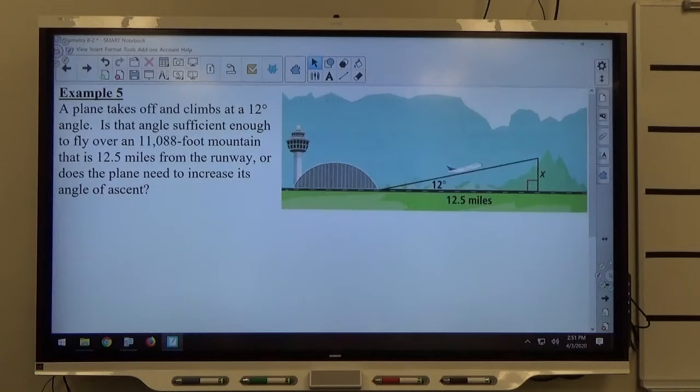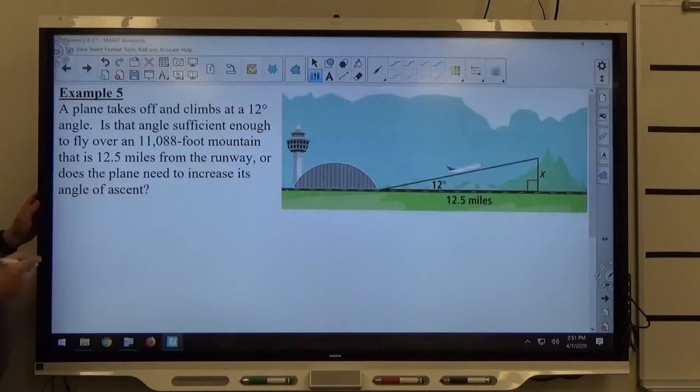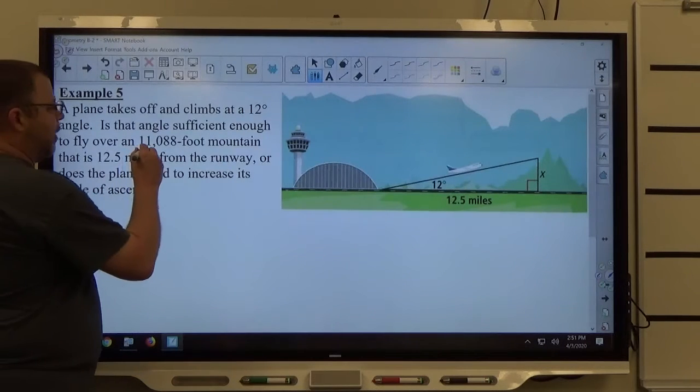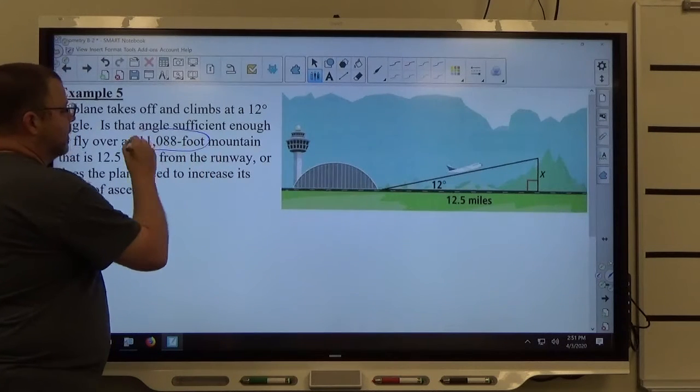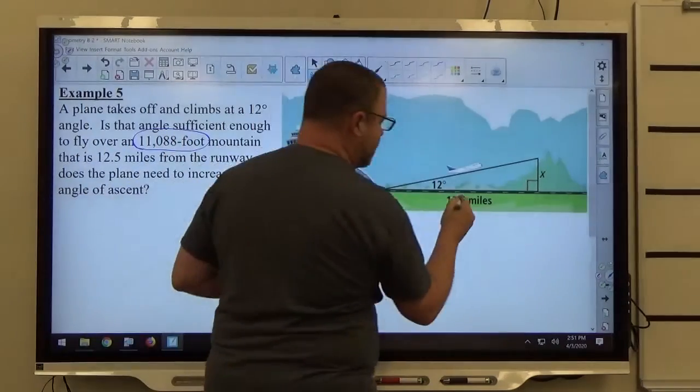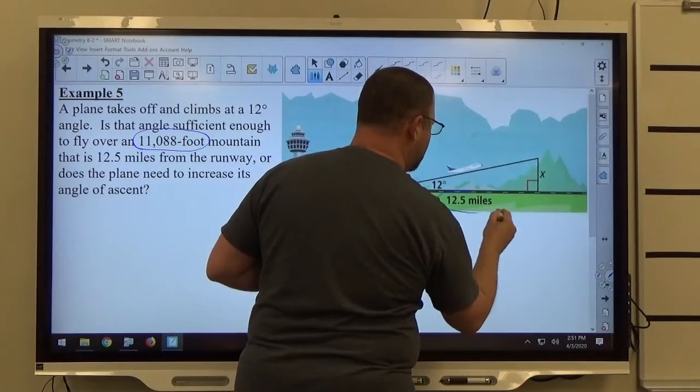By the picture, it doesn't look like it is. Cross our fingers that he is at a high enough angle. One thing I will mention about this that you need to be paying attention to is units. You'll see that the mountain is 11,088 feet tall. The distance from the airport to the mountain is 12.5 miles.